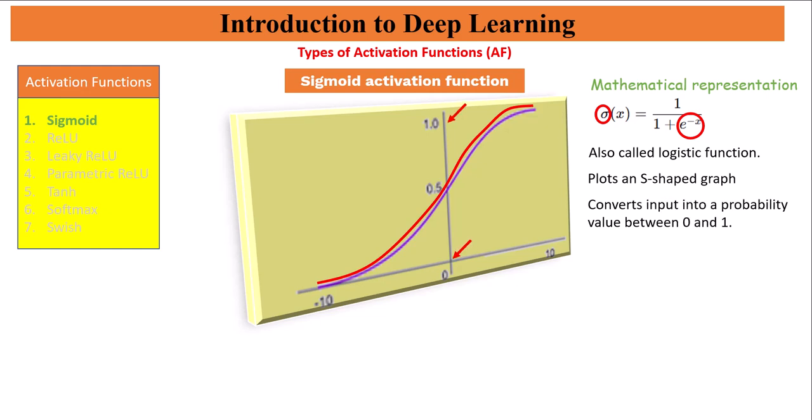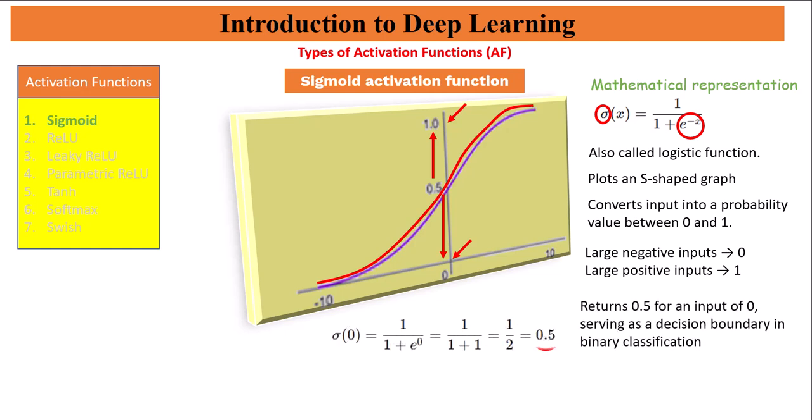Large negative inputs are mapped close to 0 and large positive inputs are mapped close to 1. It returns 0.5 for an input of 0, serving as a decision boundary or threshold value in binary classification. The values greater than 0.5 predict one class, while the values less than 0.5 predict the other class.